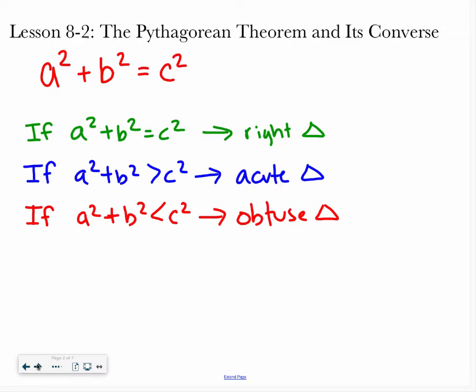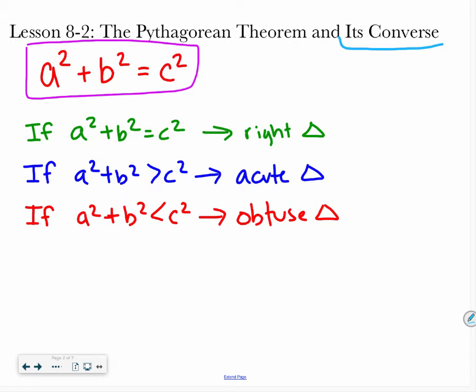Lesson 8.2 is all about the Pythagorean theorem and its converse. So let's just quickly recap. Remember, the Pythagorean theorem is simply that a squared plus b squared equals c squared. You guys have that down pretty well. But let's talk about its converse.